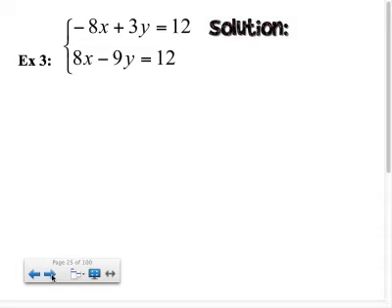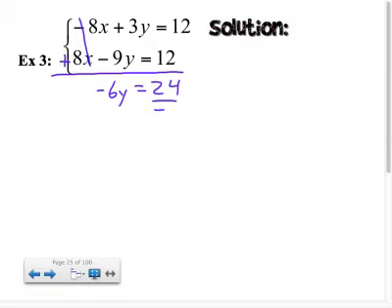In example 3, I see negative 8x and positive 8x, so in order to get those to go away, I have to add them. So negative 8x plus 8x is 0. And then I have 3y plus negative 9y, that's negative 6y, equals 12 plus 12, which is 24. Now I divide both sides by negative 6, which tells me y equals negative 4.